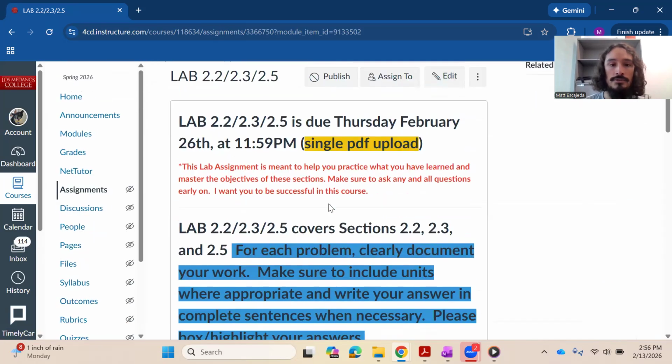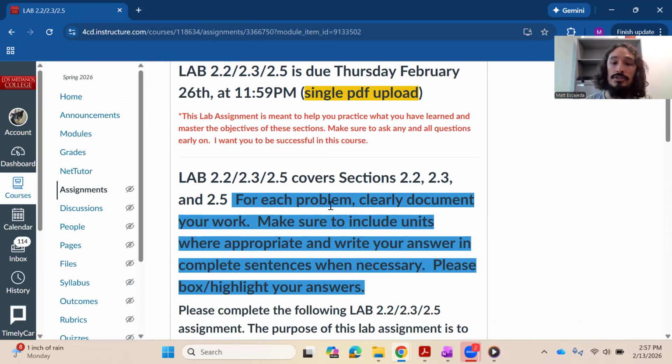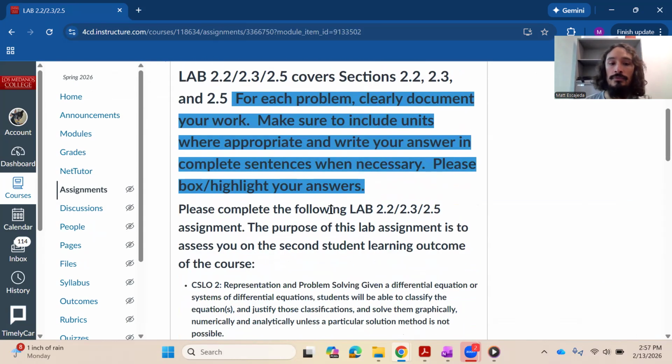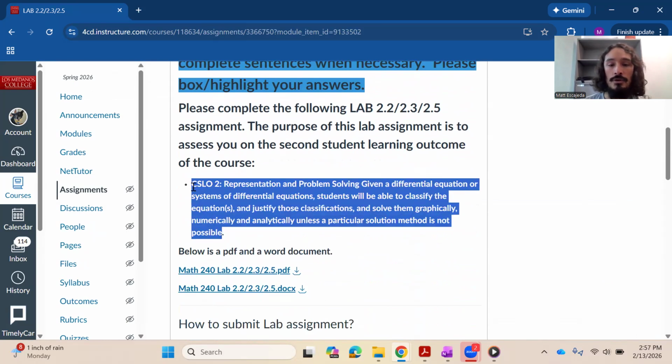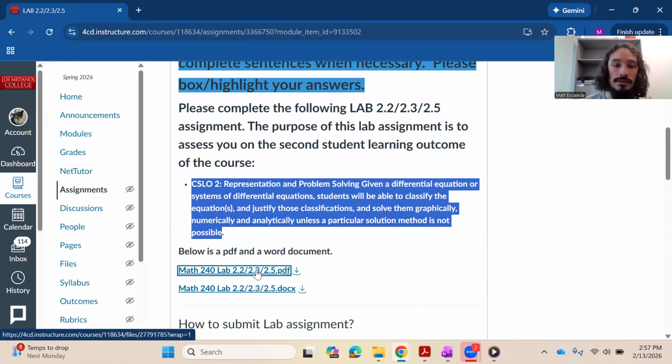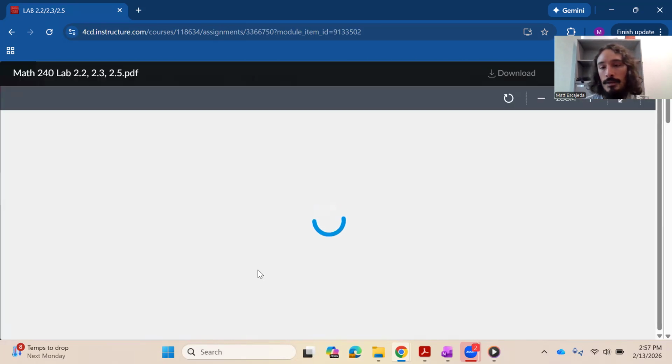Like I said, there's no quiz, but there is a lab to keep an eye out for. This lab will be due that Thursday, 26. It covers sections 2.2, 2.3, 2.5, and the main purpose for this is to assess you on our CSLO2, problem solving and representation. So make sure you check it out. I'll pull it up right here.